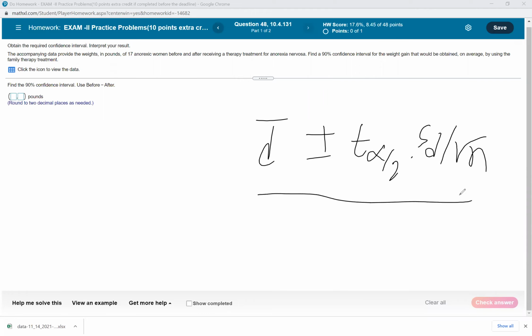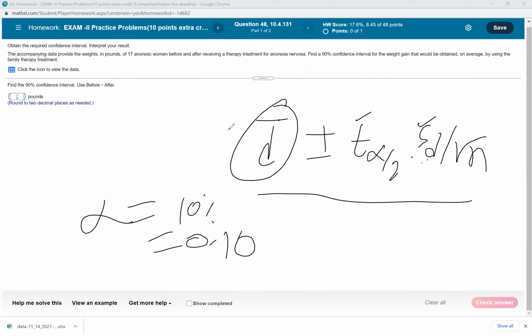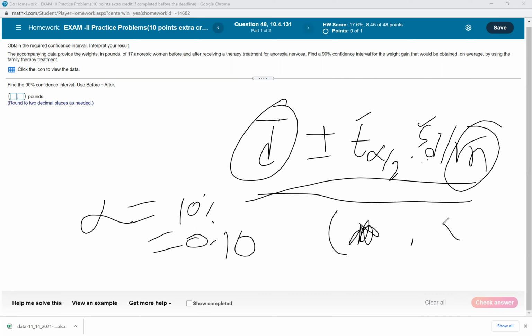So this is the formula for the confidence interval, and alpha here is 10%, so it will be 0.10. You need to calculate the critical value, and then you have the data. You have to calculate the standard deviation of the difference and the mean of the difference, and this is the sample size. So you need to plug in all the numbers and simplify it. You'll get two numbers. The smaller one is the lower bound, and the larger one is the upper bound.